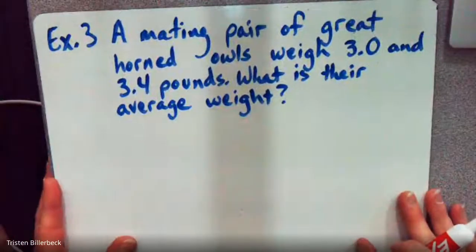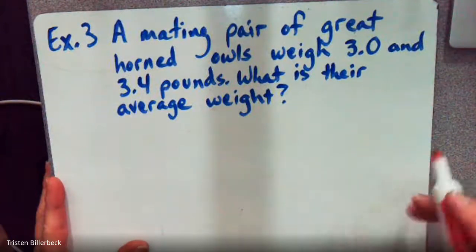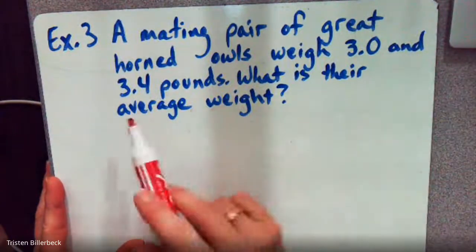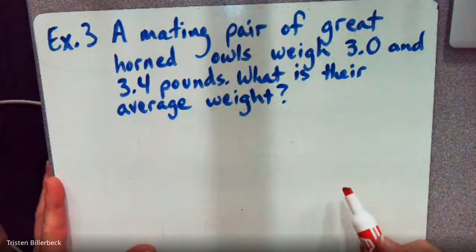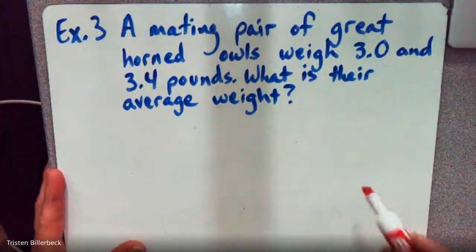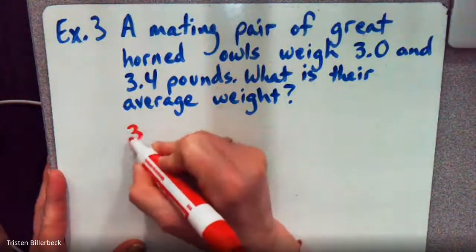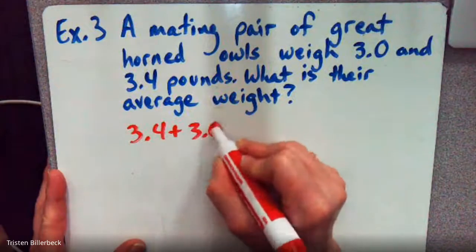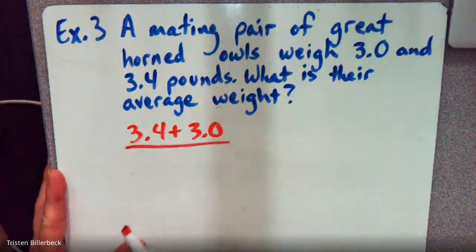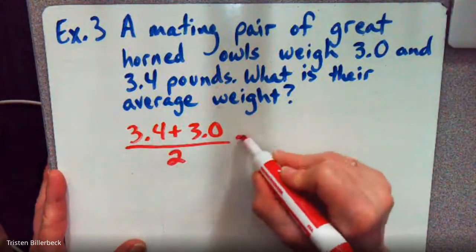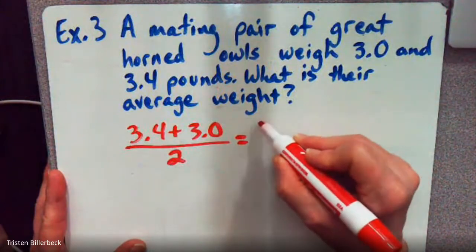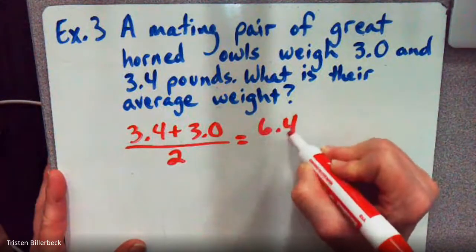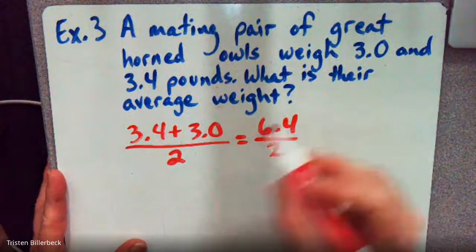All right, so if we see a mating pair of great horned owls and we happen to know one weighs 3 and one weighs 3.4 pounds, we might ask ourselves, I wonder what their average weight is. So we would take 3.4 plus 3.0, and since there's only two weights, we're going to divide by 2. So this becomes 6.4 over 2.